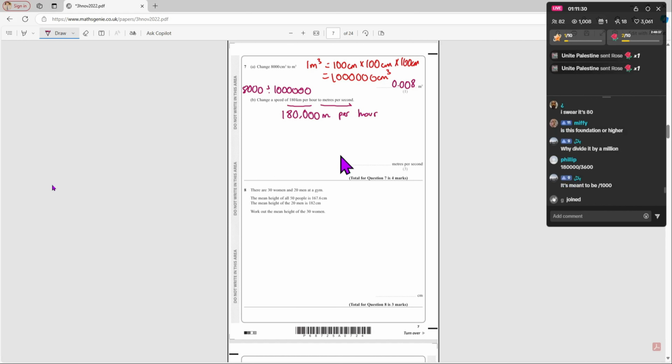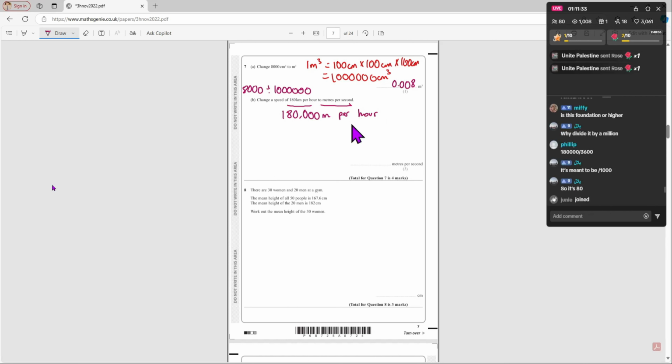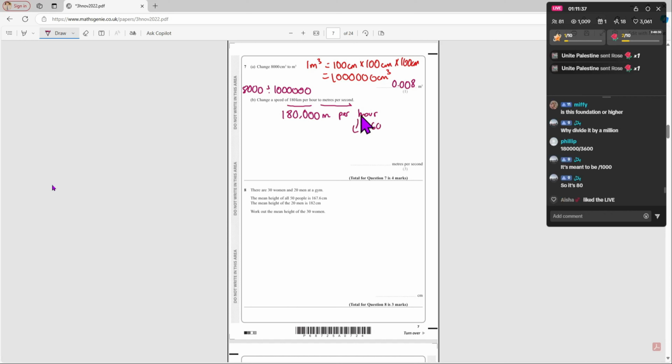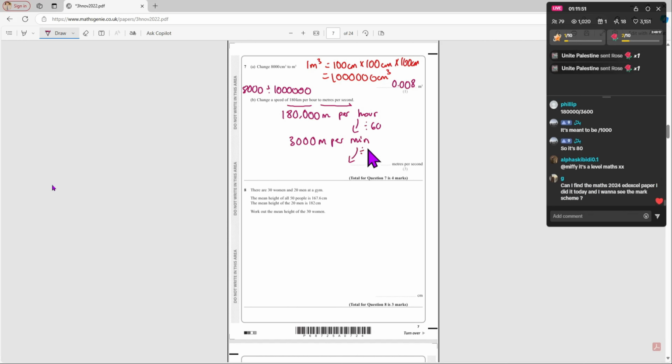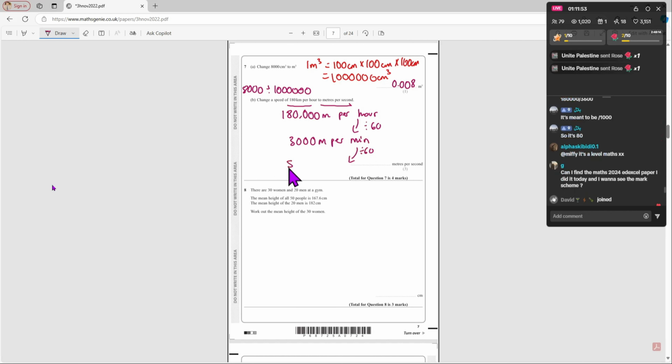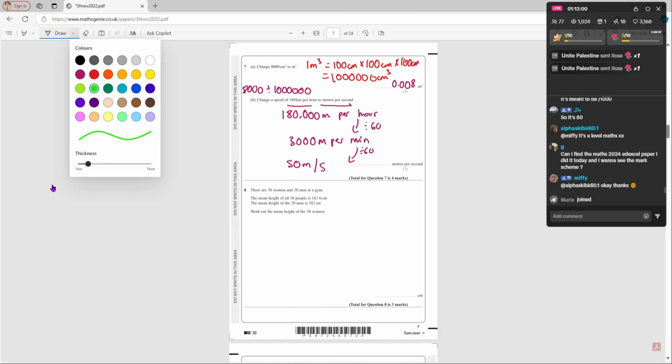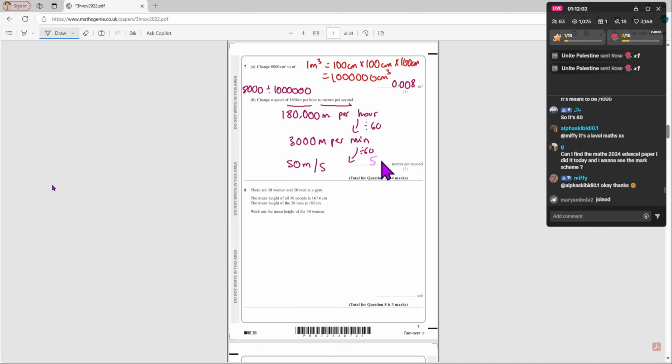And now once you've done that, I'm going to convert this hour into seconds. So first you would divide by 60. I'm going to do it step by step, divide it by 60. You're going to get 3,000 meters per minute. Then divide by 60 again to get into seconds. You're going to get 50 meters per second. And that's basically your answer. 50 meters per second.